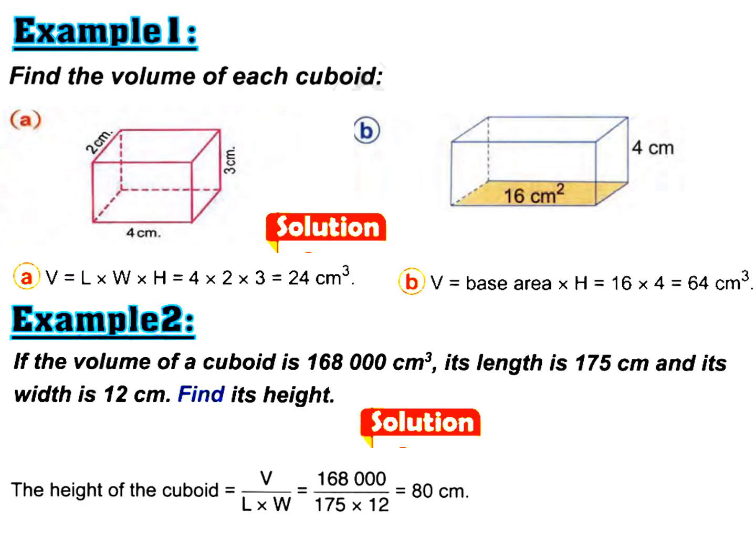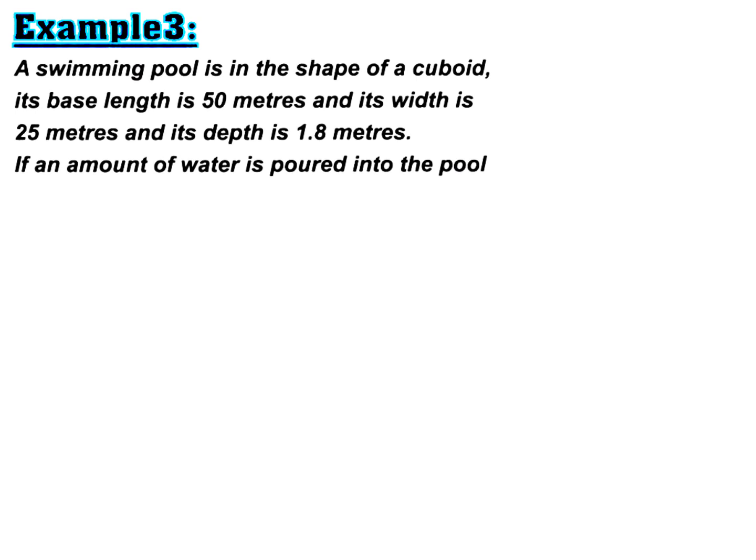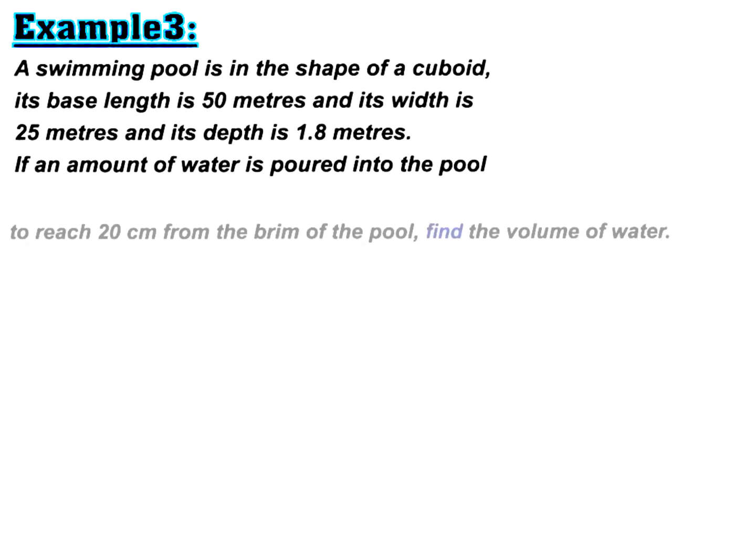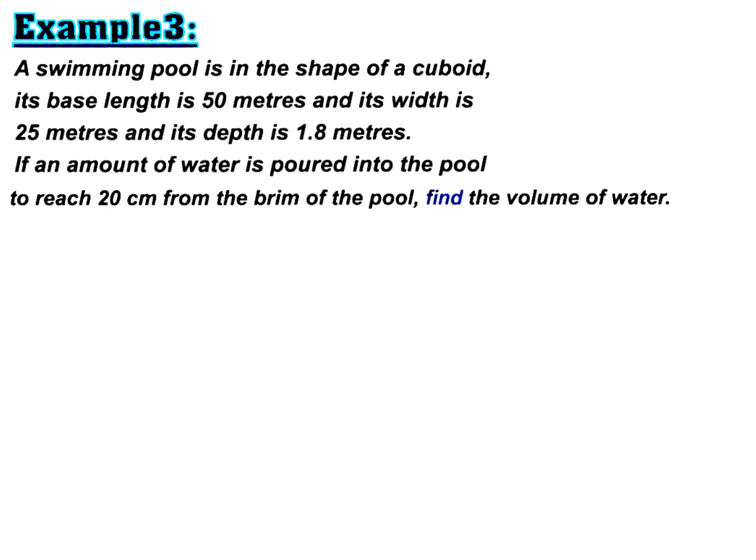Another example. Exercise number 3. A swimming pool is in the shape of a cuboid. Its base length is 50, its width 25, and its depth 1.8. Remember that the depth of any swimming pool represents the height.